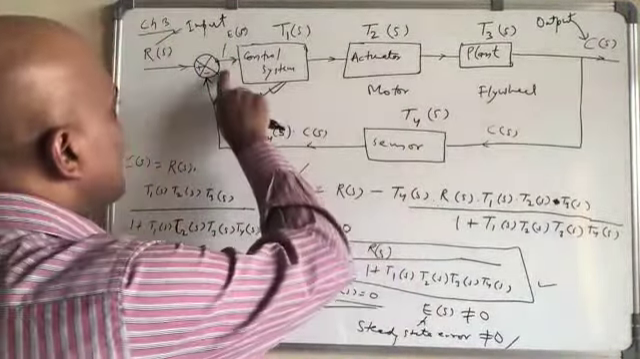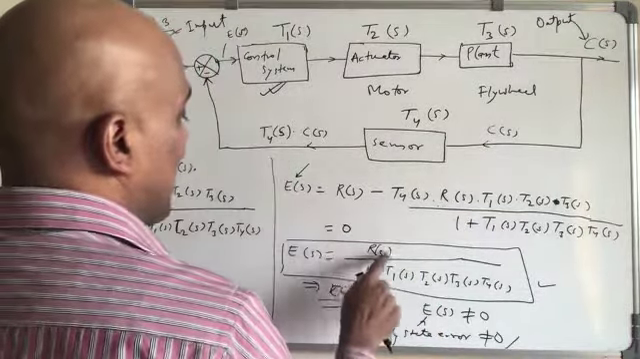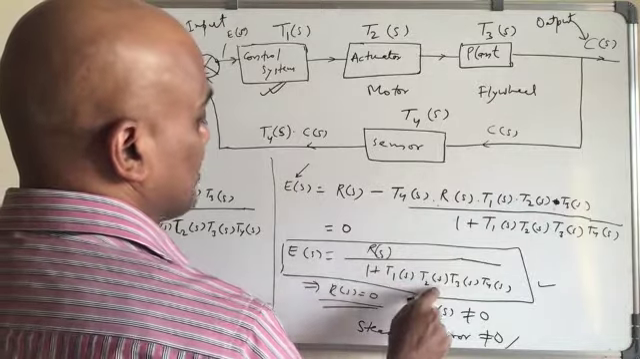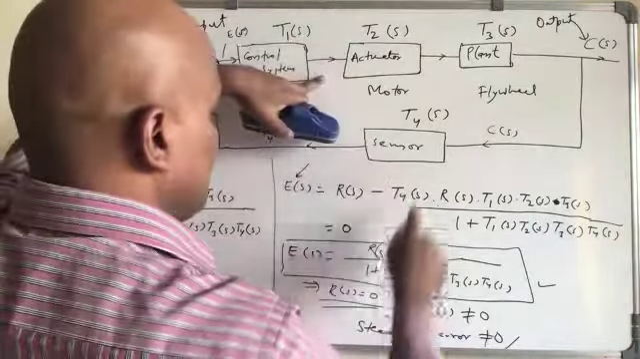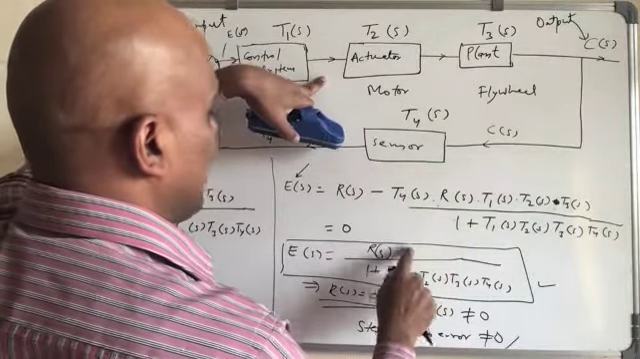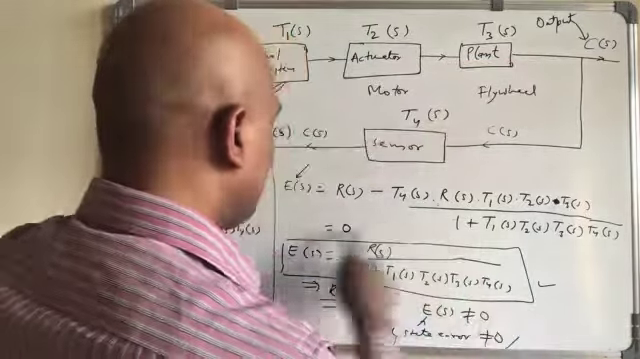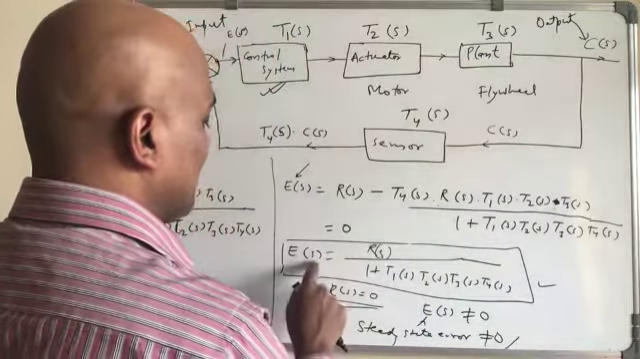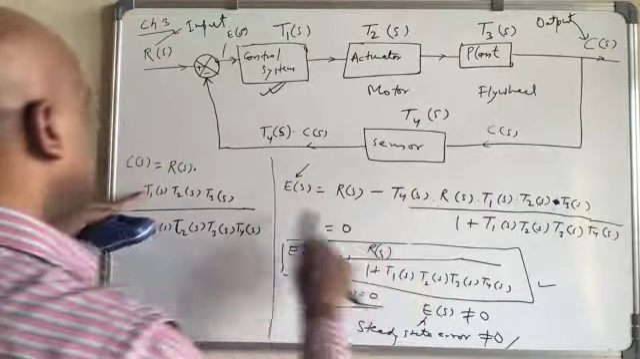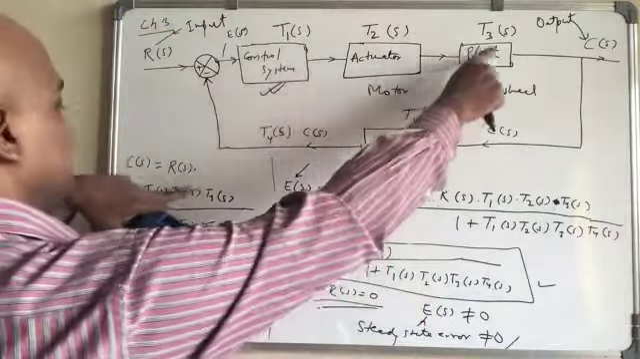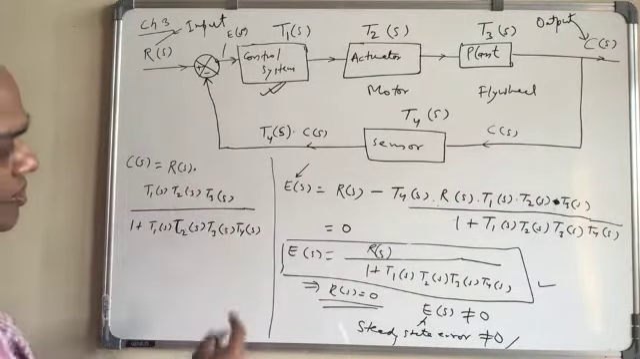And this error only keeps on multiplying. Here E(s) is R(s) divided by 1 plus T1 times T2 times T3 times T4. Here it will be T1 you multiply, here it will be T2, here it will be T3. So this is how finally you get the final value here: R(s) times T1 times T2 times T3 divided by 1 plus T1 times T2 times T3 times T4.